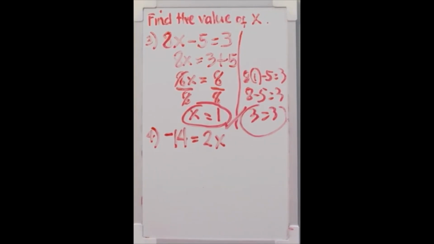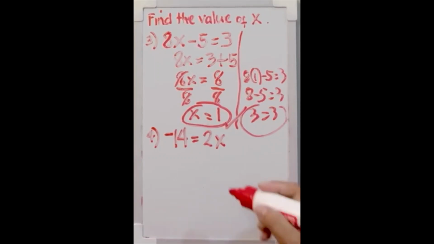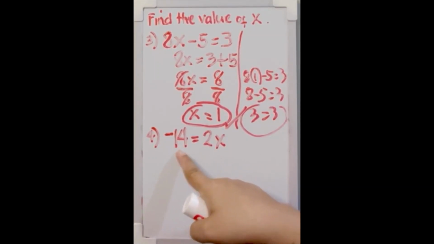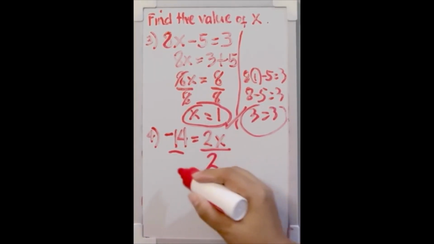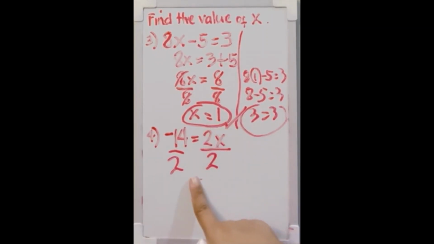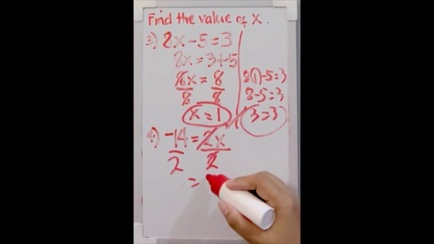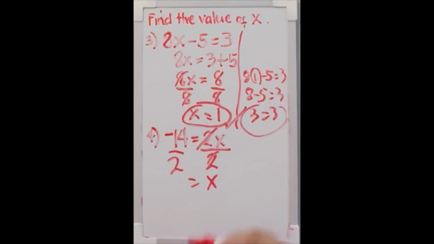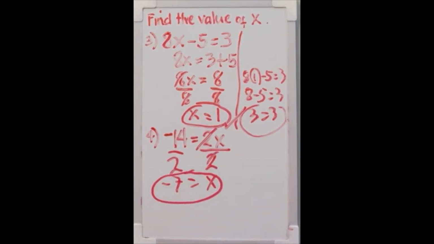Next, let's proceed to number 4 equation. We have negative 14 equal to 2x. So now, we only have one constant and one variable. So we will be dividing both sides by 2 to find the value of x. So we need to remove the coefficient here. So 2 divided by 2, that's just equal to 1, right? So we will write x here. Now negative 14 divided by 2, it's just equal to negative 7. So our answer is negative 7.